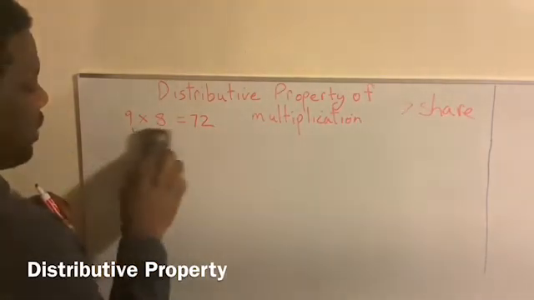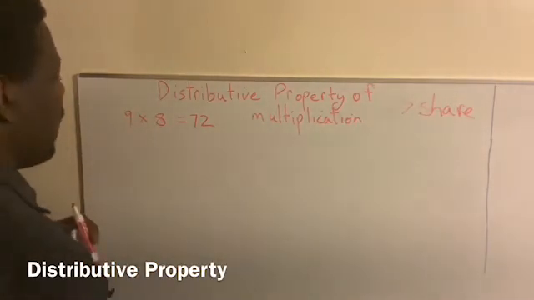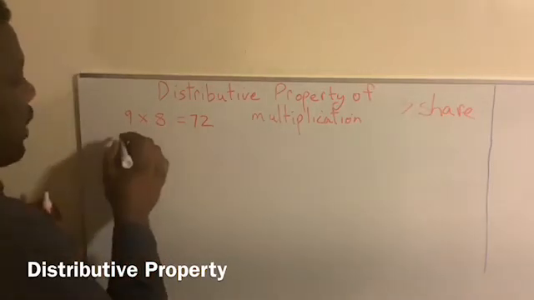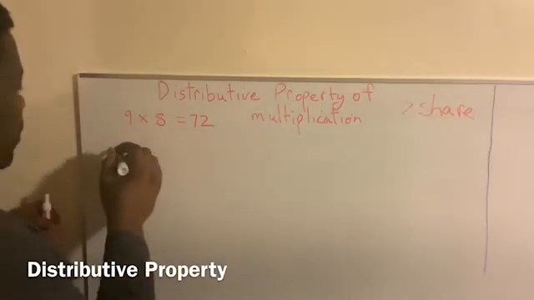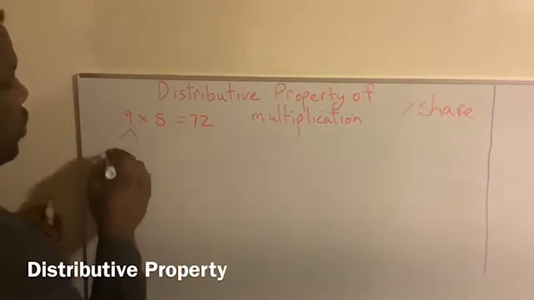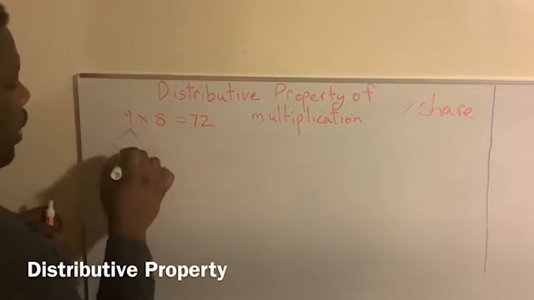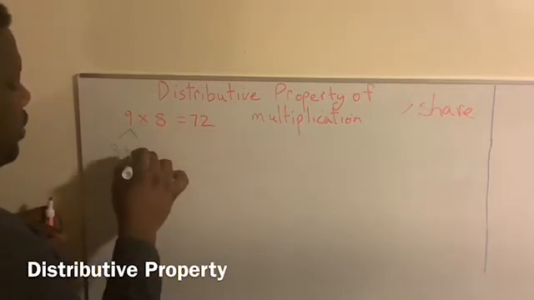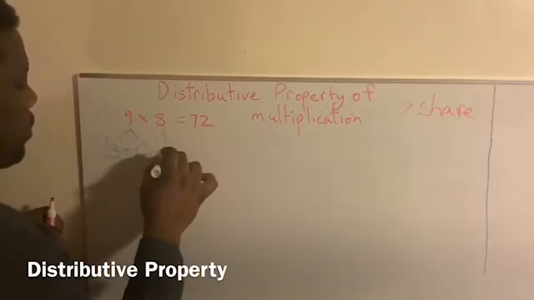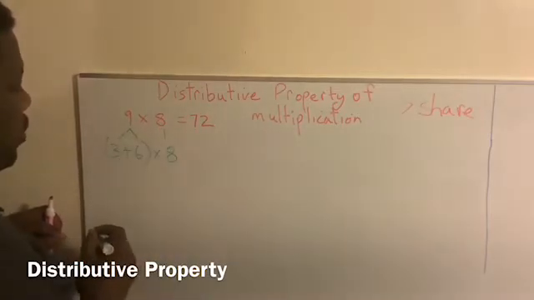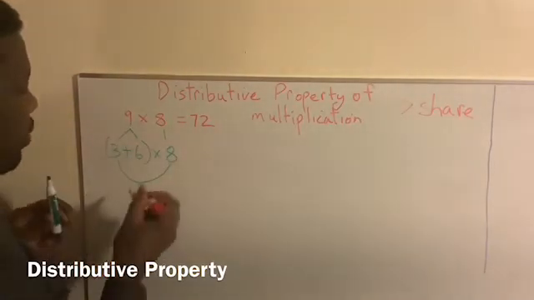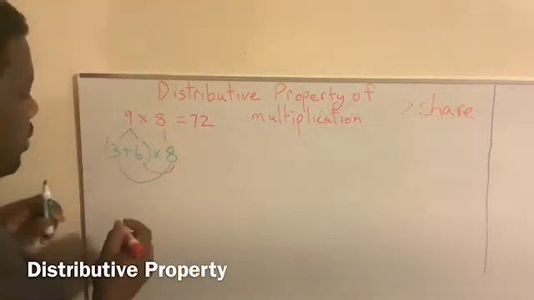Now let's do this problem again, but let's choose a different way of breaking up the numbers, because not everyone thinks the same. And again, it doesn't matter which factor you break up, the answer is going to be the same. So let's decide to break up the 9 instead. We can break up 9 into 3 plus 6. And the 8 stays the same. So we have 3 times 8, and we have 6 times 8.